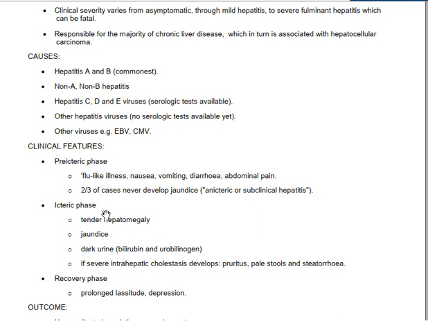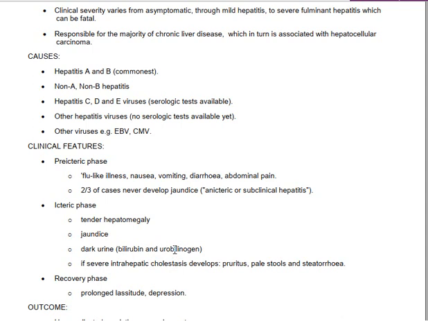Now in the icteric phase, you have tender hepatomegaly, you have jaundice, you have dark urine because of a high level of bilirubin and a high level of urobilinogen. But in this case you don't have whitish or pale stools because there is no obstruction. What you can have is severe intrahepatic cholestasis. Is it clear? In this patient, you can have cholestasis.